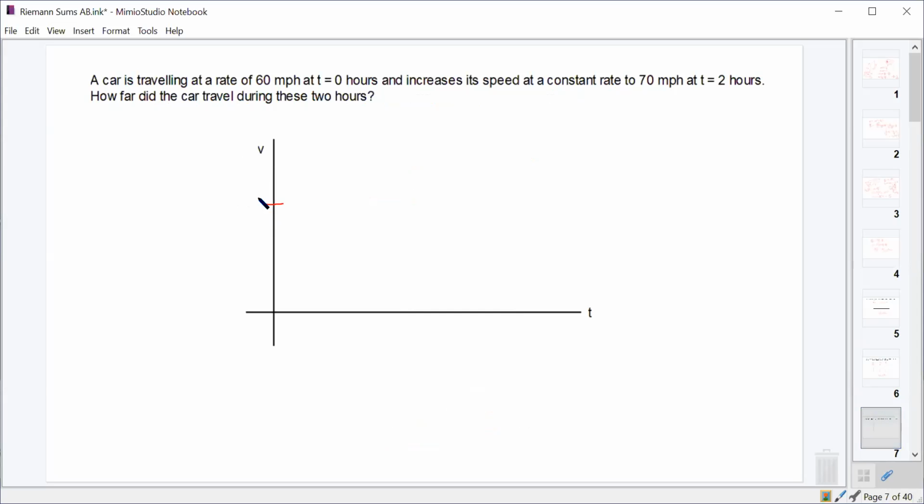Now, somehow I'm starting at 60 miles an hour and I'm going to 70 miles an hour. And I'm doing that over 2 hours at a constant rate. And the acceleration happens at a constant rate. I'm not stepping on the gas and then slamming on the brakes. I'm constantly accelerating over 2 full hours from 60 to 70 miles an hour. How far did I go?